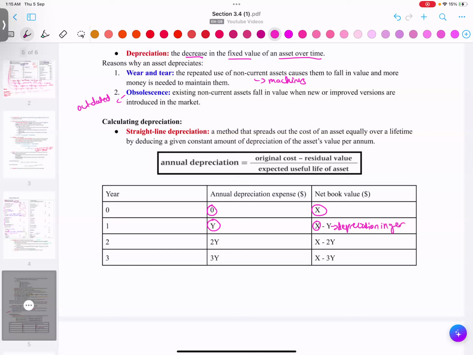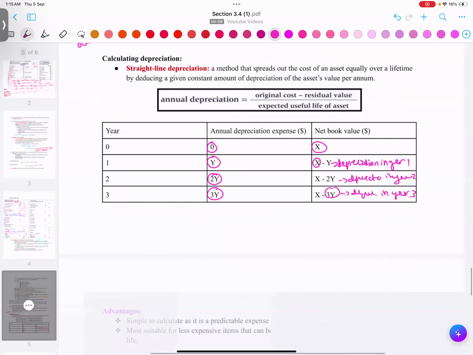Okay. Then in year two, the depreciation becomes double, right? So then you do depreciation in year two, which is 2Y. And then you have 3Y, so it depreciates even more. So then the net book value is minus 3Y. So depreciation in year three.